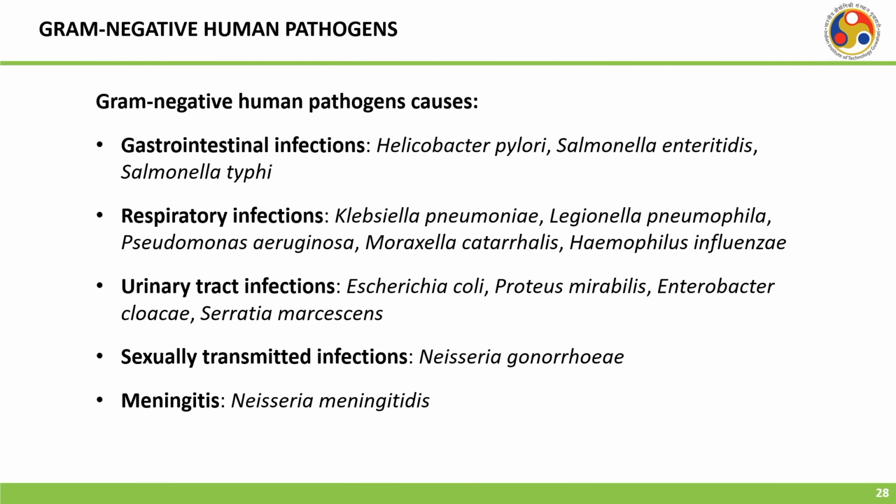Gram-negative bacteria include many human pathogens. Some of these cause gastrointestinal infections, for example, Helicobacter pylori, Salmonella enteritidis, then Salmonella typhi. Others cause respiratory infections like Klebsiella pneumoniae. Some of them cause urinary tract infections, for example, E. coli, Proteus mirabilis, Enterobacter, then Serratia, and some are involved in sexually transmitted infections like Neisseria gonorrhoeae, and then meningitis is caused by Neisseria meningitidis.